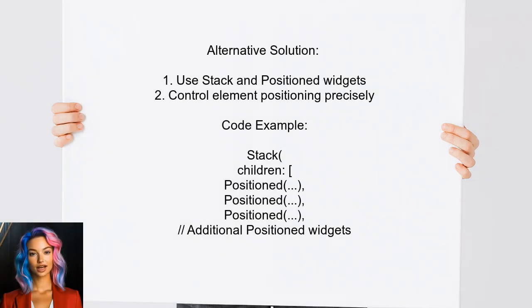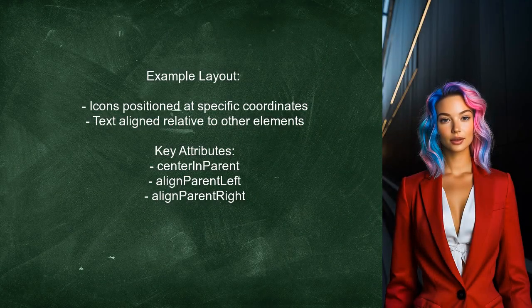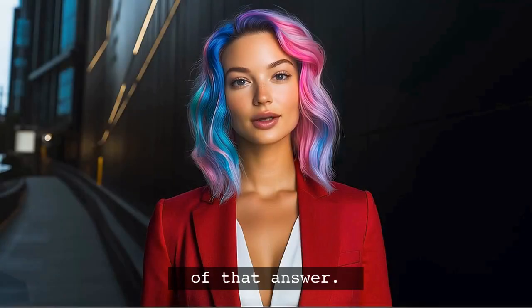Another user suggests using the Stack widget combined with Positioned to achieve a layout similar to Relative Layout. This method allows for precise control over the positioning of elements on the screen. In their example, they defined specific positions for icons and text, allowing for a flexible layout that can mimic the behavior of Relative Layout attributes like Center in Parent and Align Parent Left. That's the end of that answer.